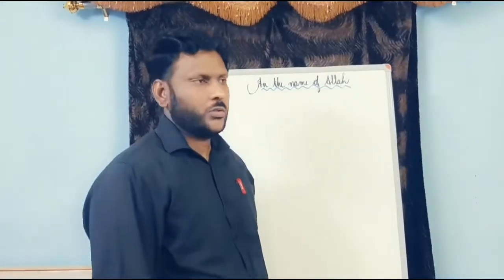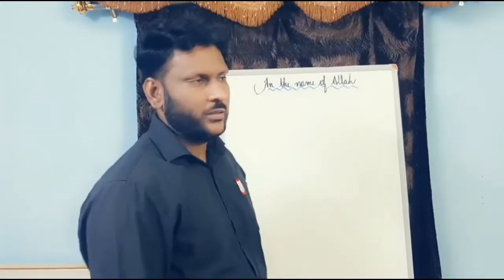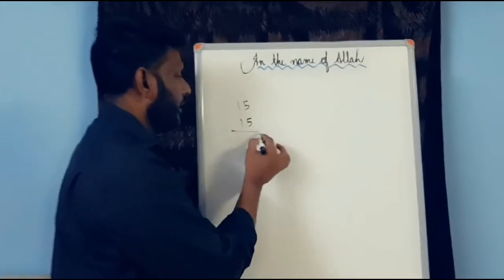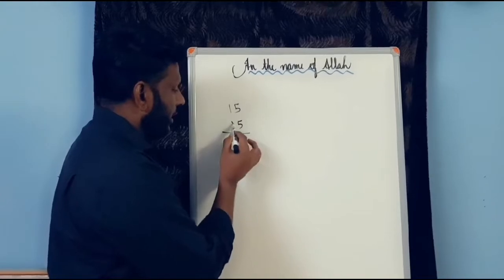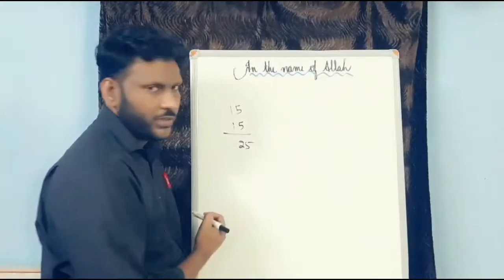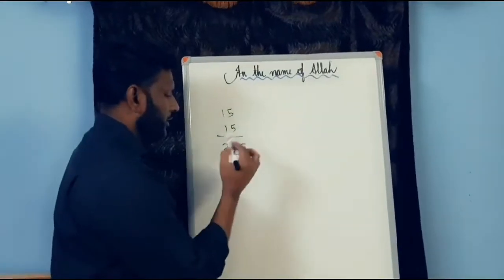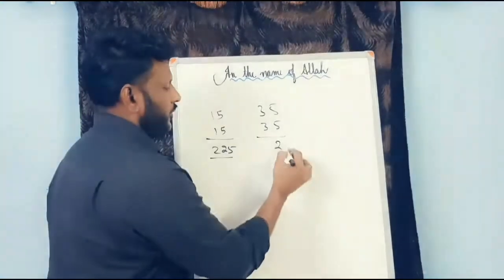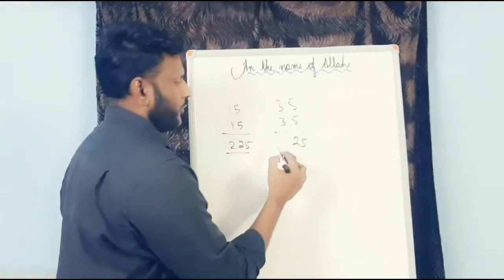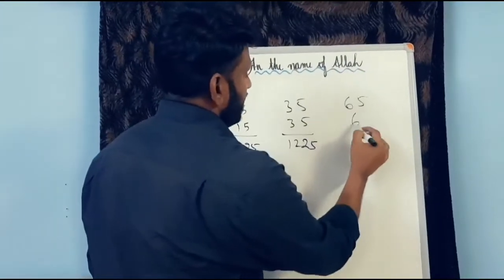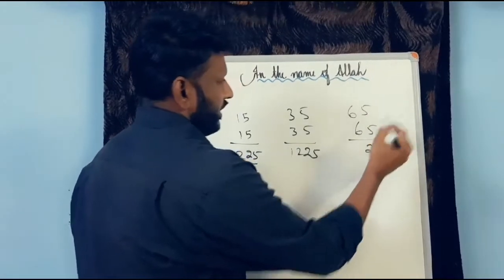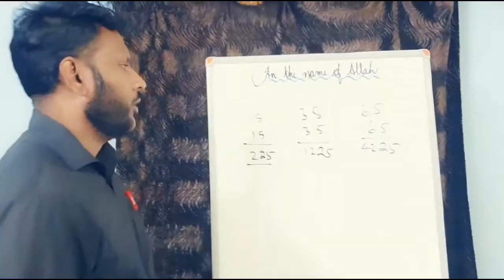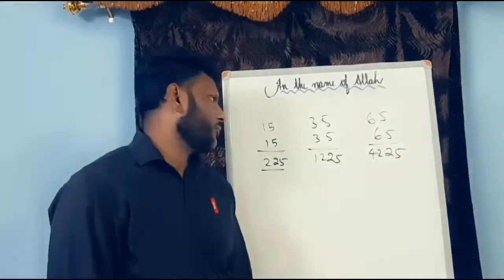This trick works only if the last digit is 5. For example, 15 into 15. This 5 into 5 is 25. This 1, after 1 the next number is 2. 1 into 2 is 2. Finish. Answer is 225. If I take 35 into 35, 5 5s are 25. After 3, 4. Multiply 3 into 4, 12. 65 into 65, 5 5s are 25. After 6, 7. The product of 6 into 7 is 42. So this trick works only if the last digit is 5.